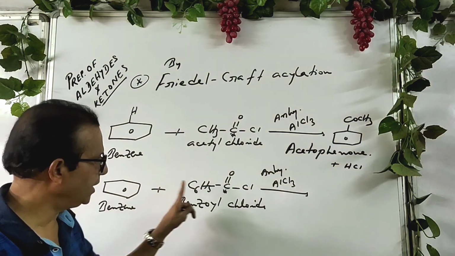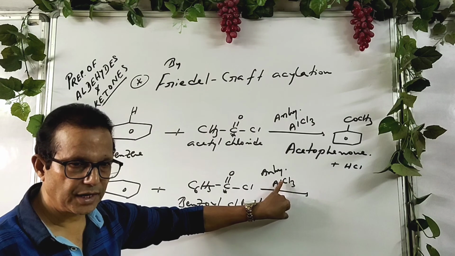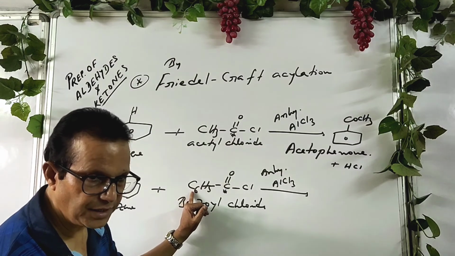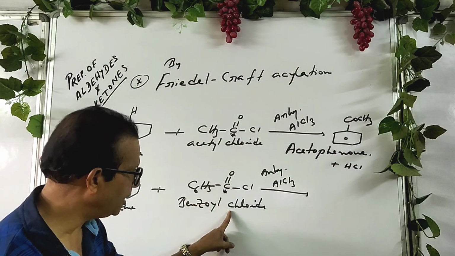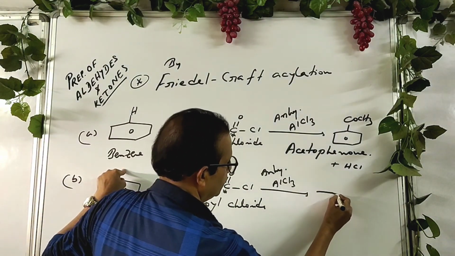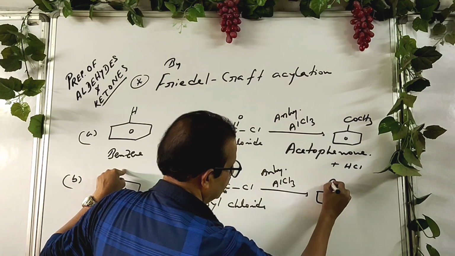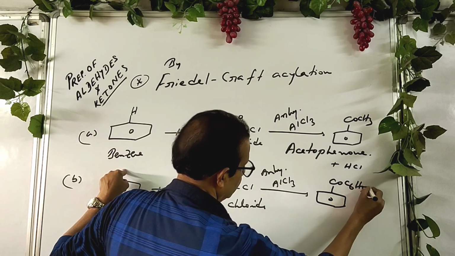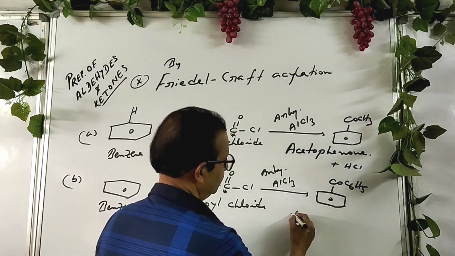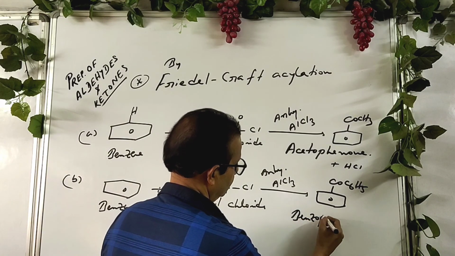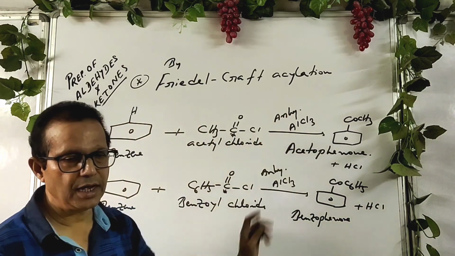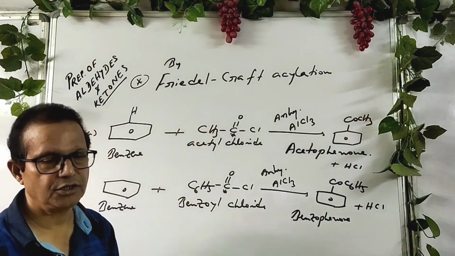When benzene is heated with anhydrous aluminum trichloride and benzoyl chloride, if benzene contains COCl, that is called benzoyl chloride, then just attach this part with benzene. Actually this is benzene, this is benzene, this is keto group, this is called benzophenone. These two reactions are examples of Friedel-Crafts acylation reaction, okay?